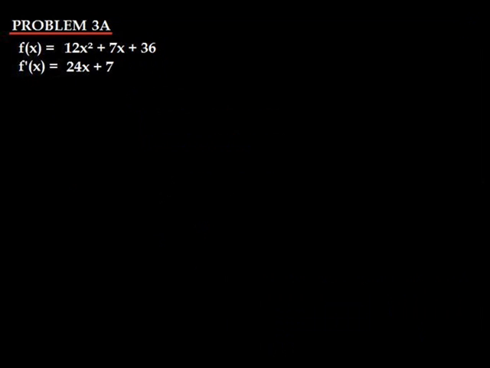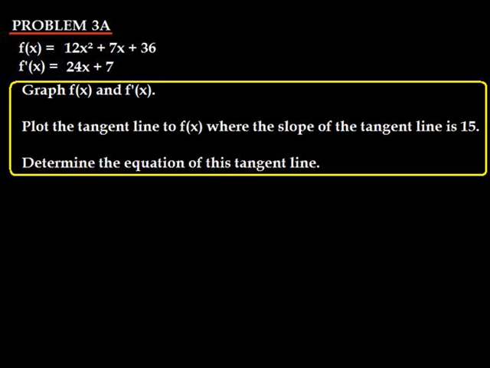That concludes this video. We're going to be tackling problem 3a in the next video, which states that f of x is 12x squared plus 7x plus 36, and its derivative is 24x plus 7. The following 3 questions will be asked of you. Graph them, plot the tangent line, where the slope of the tangent line is 15, and then determine the equation of this tangent line. If you're feeling bold, you can go on ahead and do this for yourself and come back to part 4 and see if you're correct.